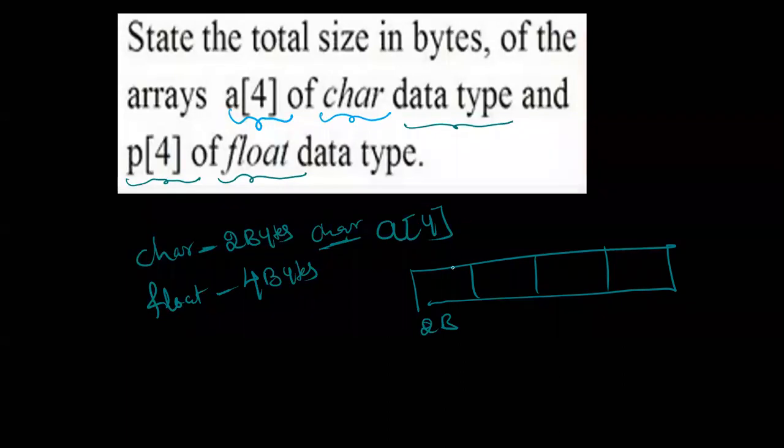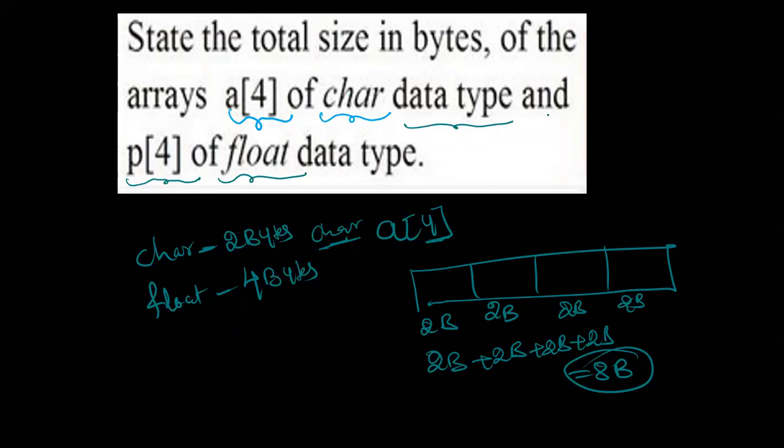We are allocating 4 memory locations, meaning 4 items we want to store. Each item is 2 bytes. This is also 2 bytes, this is also 2 bytes, this is also 2 bytes. So 2 plus 2 plus 2 plus 2. Total how many bytes? 8 bytes. So for this character array A4, the size of the array is 8 bytes. Like that you have to calculate.